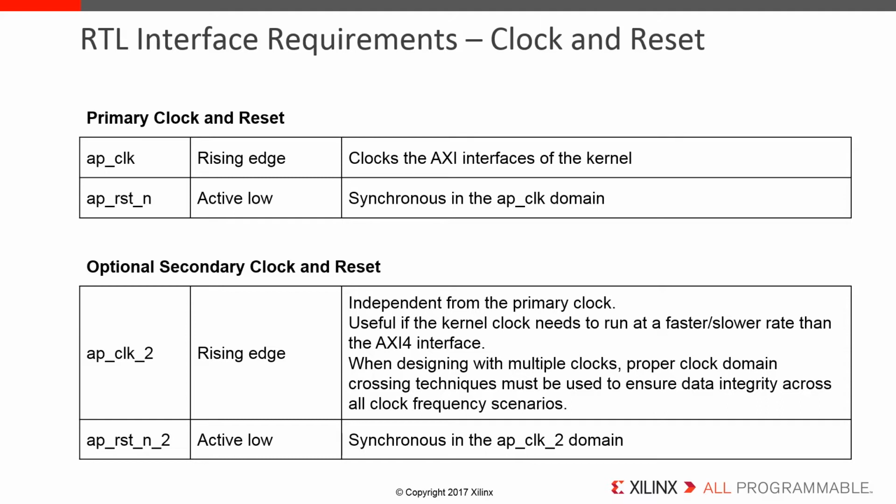The kernel may also have a secondary clock and reset port with the names shown in the table. This optional secondary clock supports independent clock frequency scaling and is independent from the primary clock. The second clock is useful if the kernel clock needs to be run at a faster or slower rate than the AXI4 interface. By designing with multiple clocks, proper clock domain crossing techniques must be used to ensure data integrity across all clock frequency scenarios.